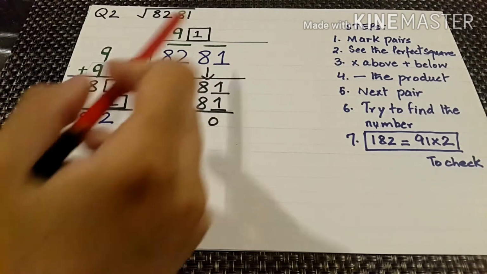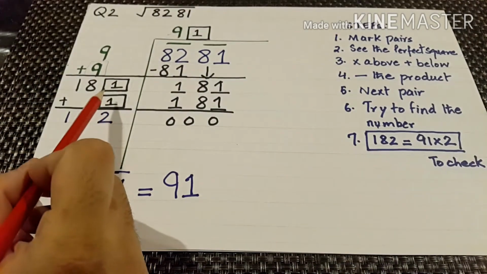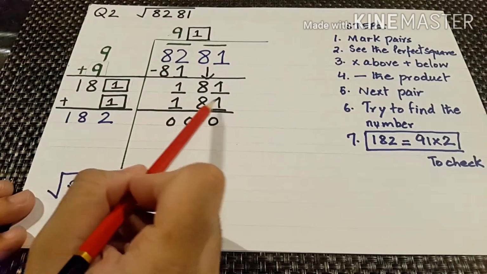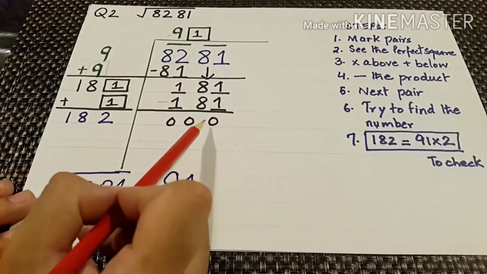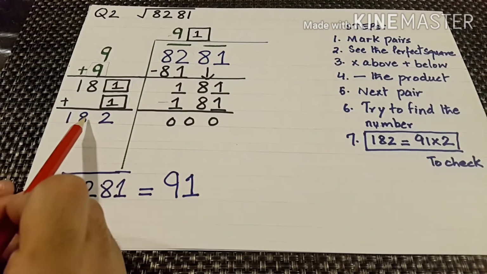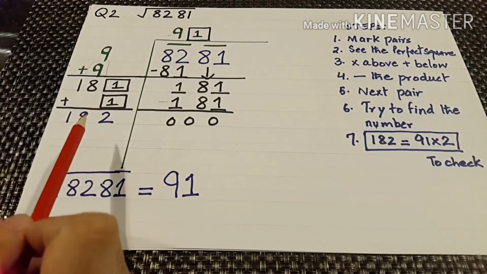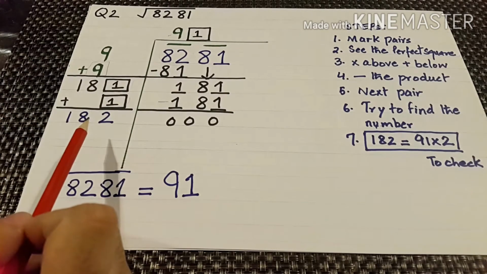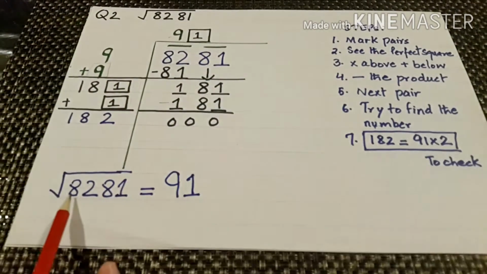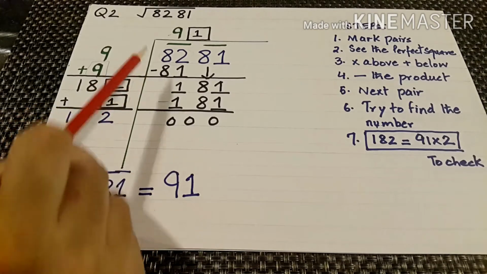We multiply 1, whereas we add 1 here. So 181 multiplied by 1, we get 181. So here we will subtract it, we get 0, whereas here we add 1 plus 1 is 2 and 18. 182 is here. Now what is the square root of 8281? It is the number here, 91. So square root of 8281 is equal to 91 by this division method.